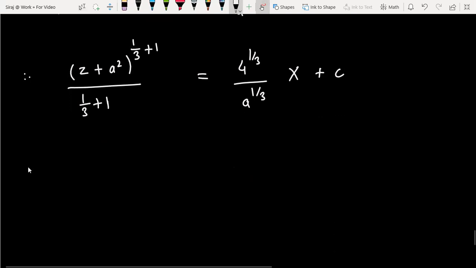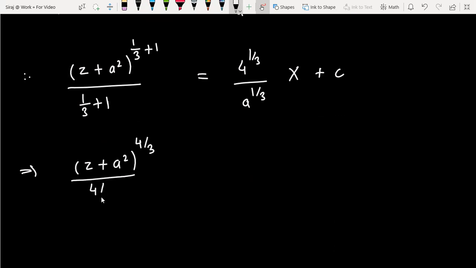Left hand side, it will be z plus a square bracket to the power 1 by 3 plus 1, it will be 4 by 3 upon 4 by 3. It is equal to 4 to the power 1 by 3 upon a to the power 1 by 3 into capital X. So capital X, this variable, we have introduced it for solving the given partial differential equation.